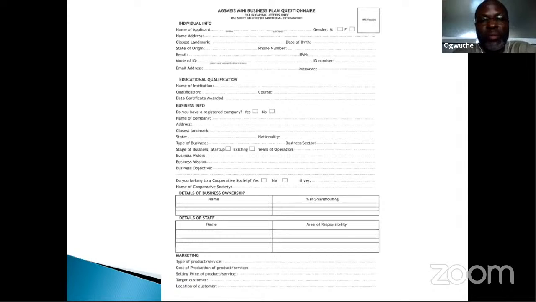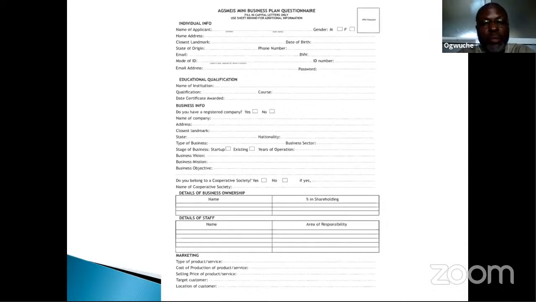So you also let us have the ID number that goes along with that mode of identification. We talked about email already. No need for a password for now, because the password I will use in creating the profile, they have their own special way of writing their own password. So we'll leave your password out of it for now. Then educational qualification: the name of the institution that you attended, qualification you obtained, course of study, and then date certificate was awarded.